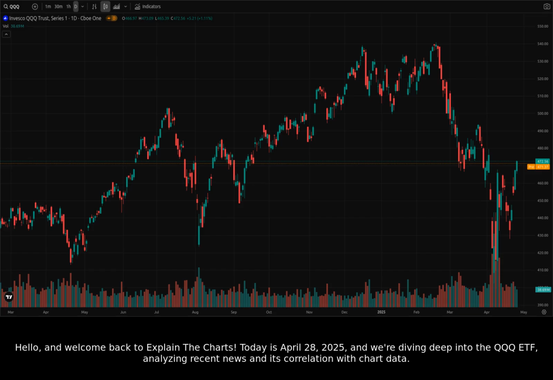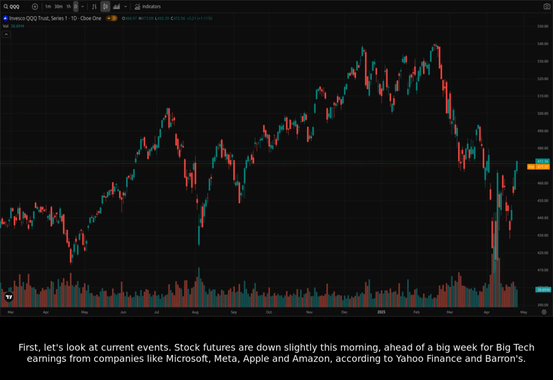Today is April 28th, 2025, and we're diving deep into the QQQ ETF, analyzing recent news and its correlation with chart data. First, let's look at current events. Stock futures are down slightly this morning, ahead of a big week for big tech earnings from companies like Microsoft, Meta, Apple, and Amazon, according to Yahoo Finance and Barron's.